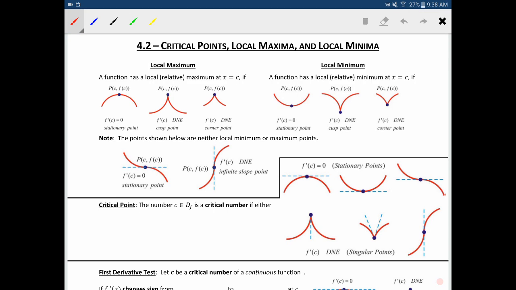Hey guys, today we're going to look at our second part of curve sketching. We're going to look at critical points, including local maxima and local minima. Okay, so first of all, let's look over what these things mean.